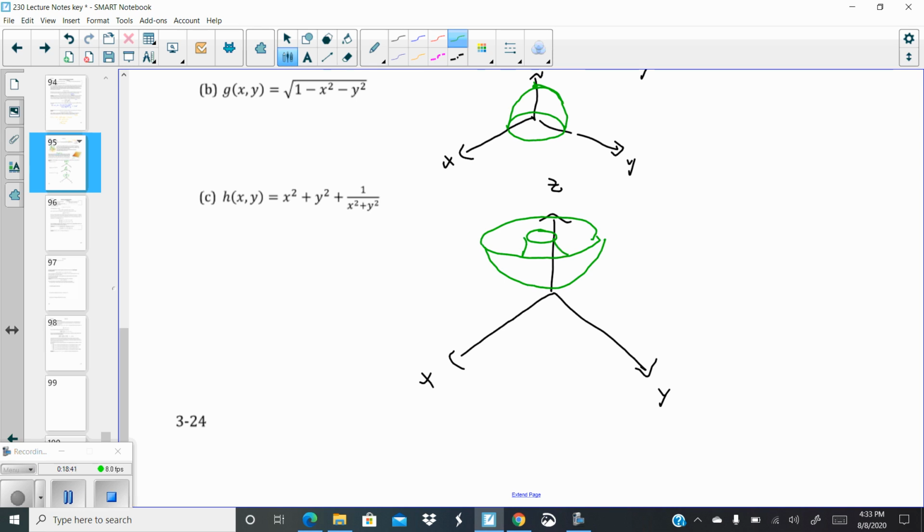Anyway, there you go. There are your sketches. Again, mostly it's just going to be recognizing not necessarily the shapes, but what the actual real-life application is and being able to plug the numbers in correctly. All right, that is all for this section.